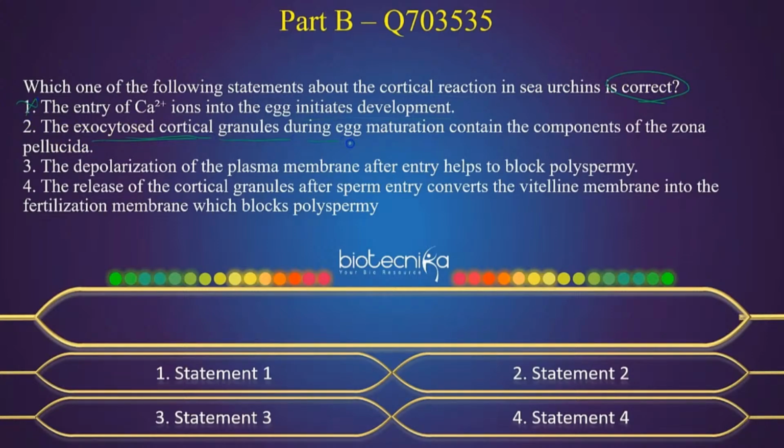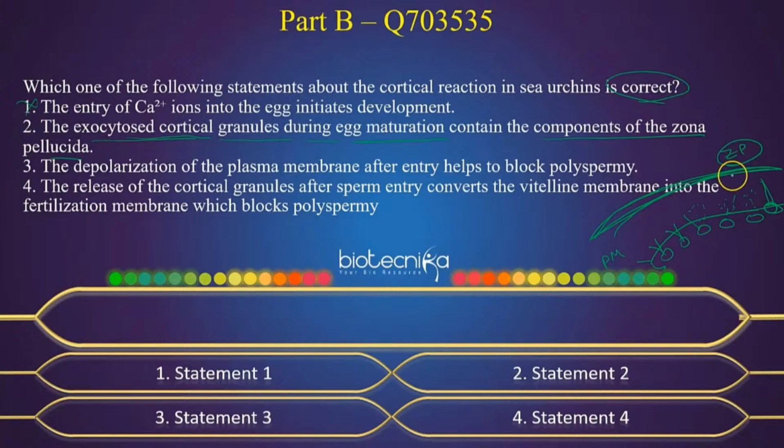Exocytosed cortical granules during egg maturation contain the components of the zona pellucida. So what we have is the cortical granules just below the plasma membrane. When one sperm fertilizes the egg, this cortical granule contents are released towards the outside. Outside the plasma membrane, under which the cortical granules are present, we have the extra layer which is called zona pellucida. This is present in mammals.